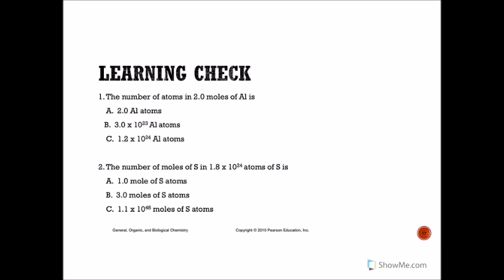And a couple learning checks here. The number of atoms in 2 moles of aluminum. So again, we start with 2 moles of aluminum in our question. And then we use our conversion factor to convert it to atoms. Since we have moles on top, we know we need moles on the bottom, which means Avogadro's number needs to go on top.